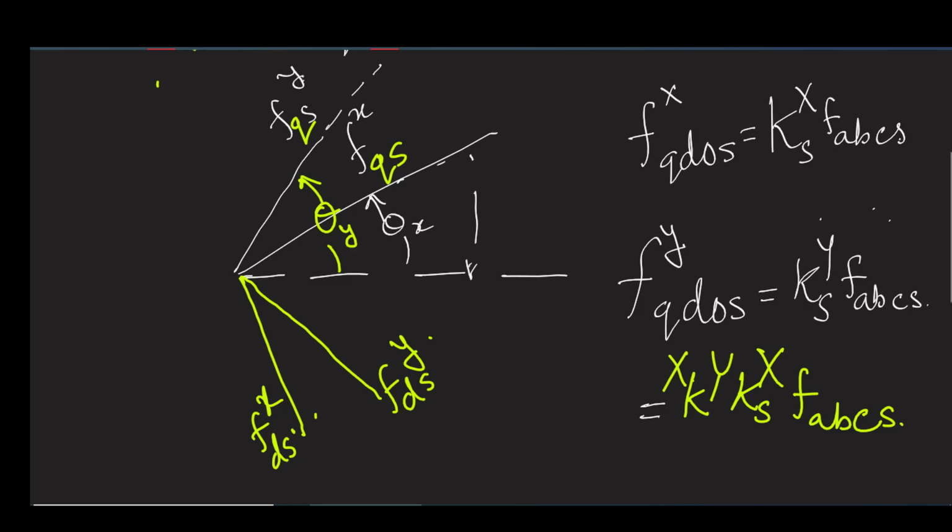So what does this gentleman indicate? This one clearly indicates a transformation from x to y. Right. Now, what if we compare these two equations? Clearly, this one and this one, what we can write is that xky ksx is equal to what? Is equal to ksy.